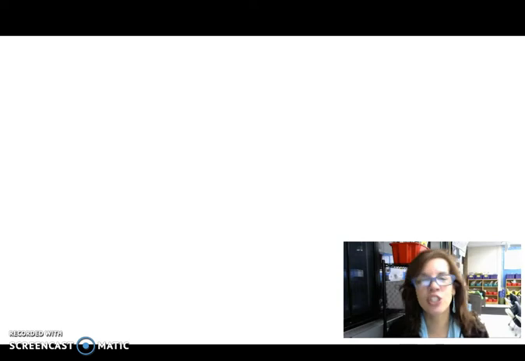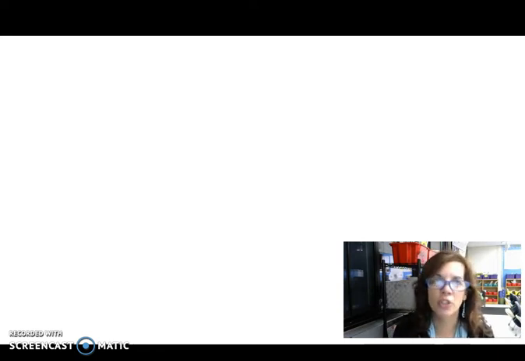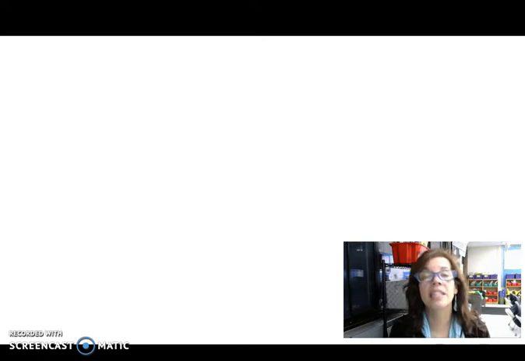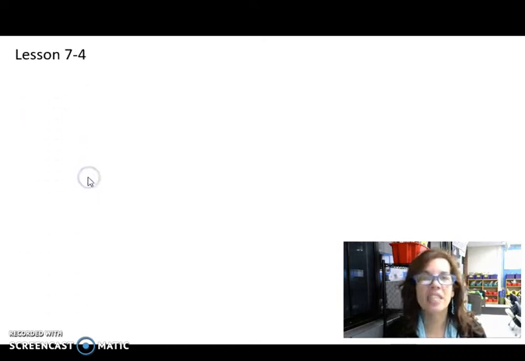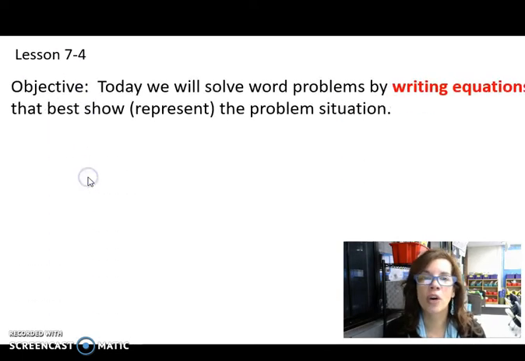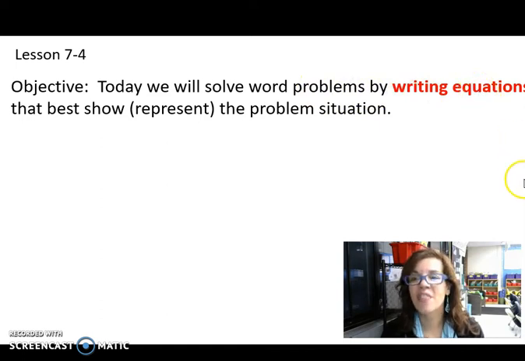And today we're going to do another strategy where we're going to search the word problem for words to find out exactly the best way to write an equation that matches our division problem or division situation. Let's start with today. Lesson 7-4. Today, we will solve word problems by writing equations that best represent the problem situation.